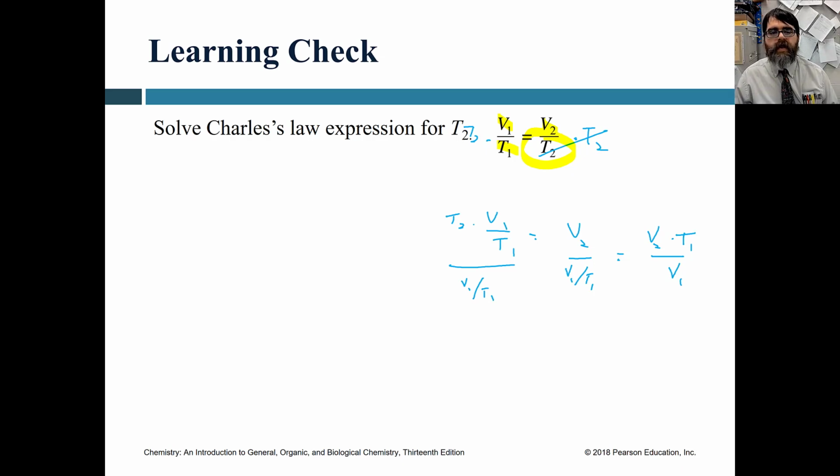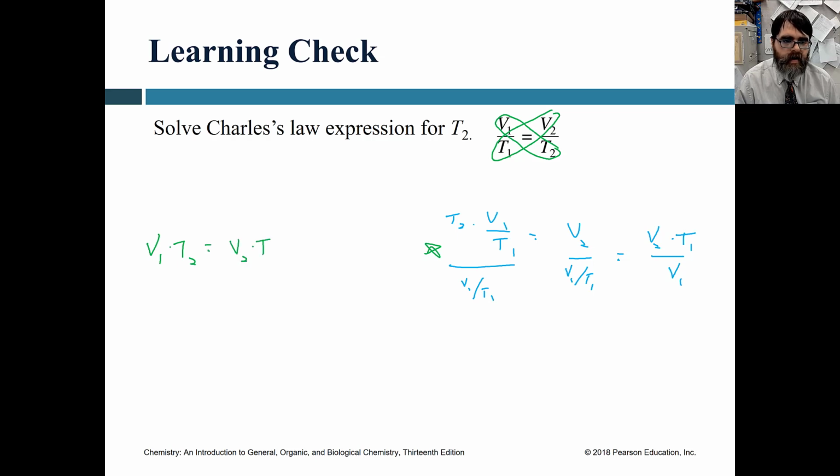Having said that, there is a much simpler way to do this, and that is to do a process known as cross multiply and divide. So we multiply the things on the diagonal. It's just a shortcut for doing the math work that I was doing down here, but you end up with V1 times T2 is equal to V2 times T1.